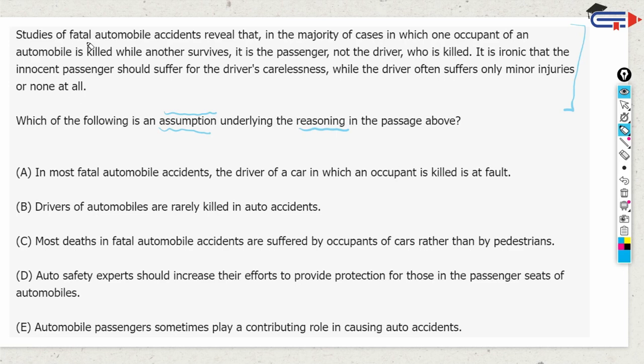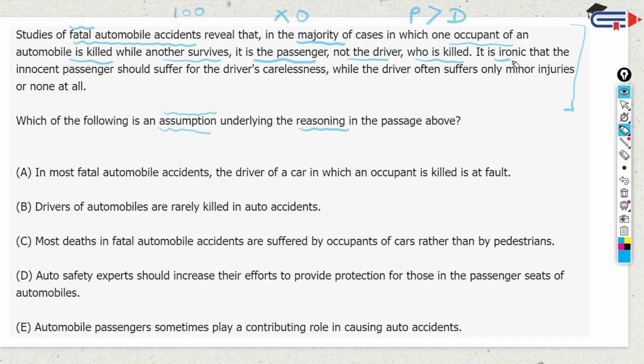Studies of fatal automobile accidents reveal that... okay, so there are fatal accidents. Let's say 100 accidents they studied. Fatal as in someone died in that accident. In those 100 accidents, in most of the cases in which one occupant of an automobile is killed while the other survives, so one is killed, the other survives, let's say it is the passenger, not the driver, who is killed. Basically they are saying passengers die more often than drivers in such fatal accidents.